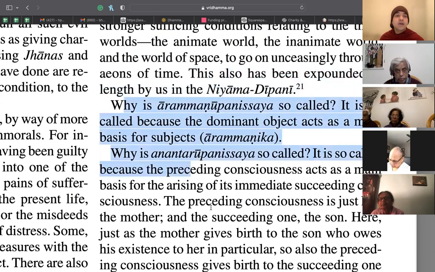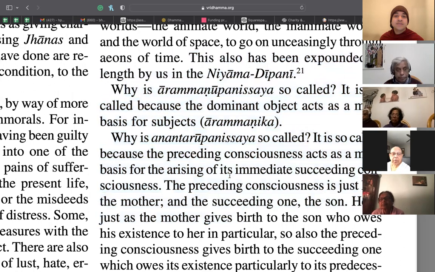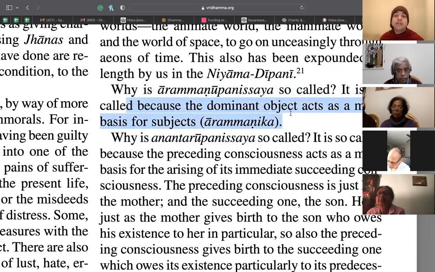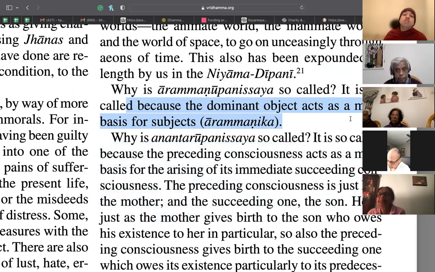Shall we read this part also, since it's so interesting, right? Why is Arammana Upanishad so called? It is so called because the dominant object acts as a main basis for subject. The dominant object acts as the main object for the subjects.